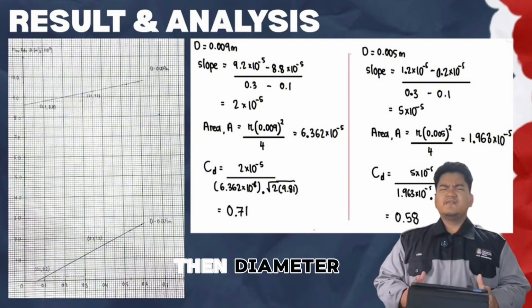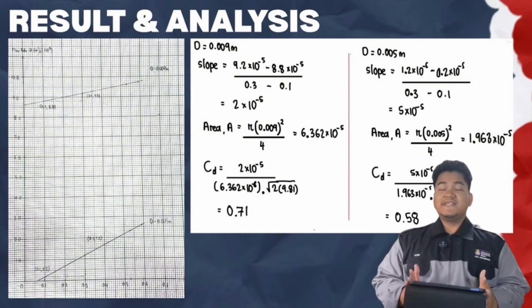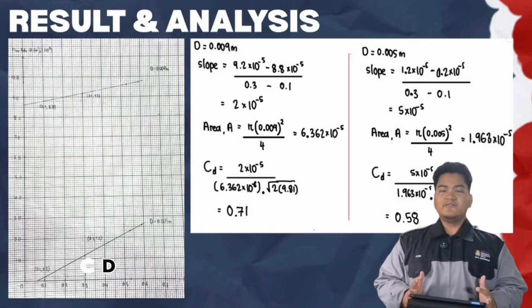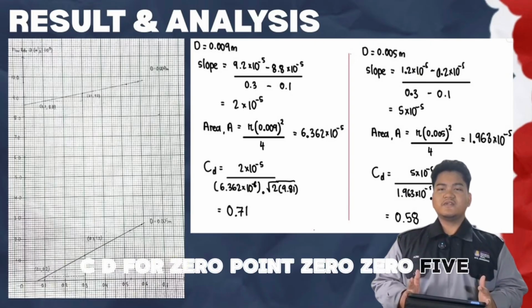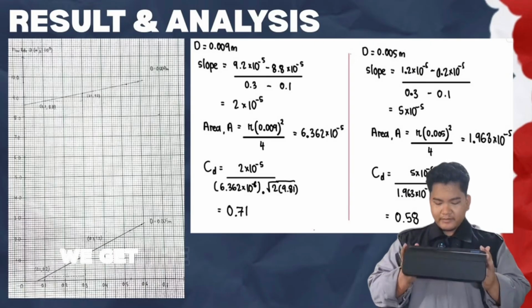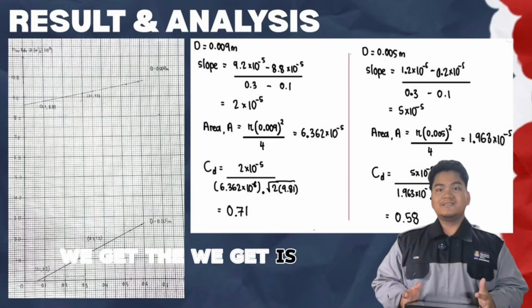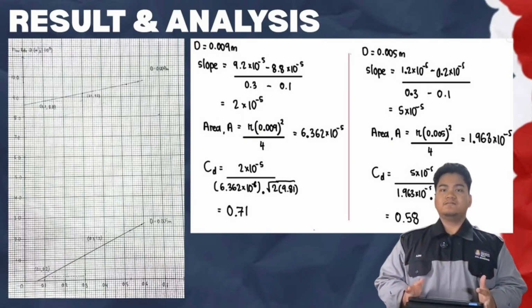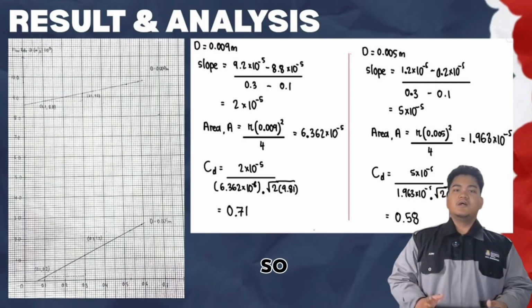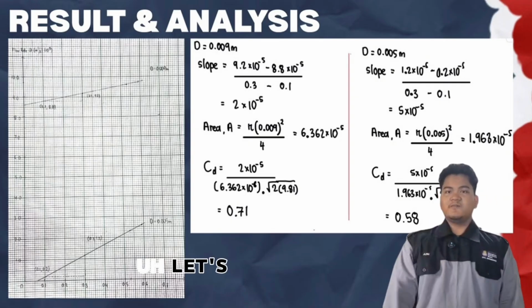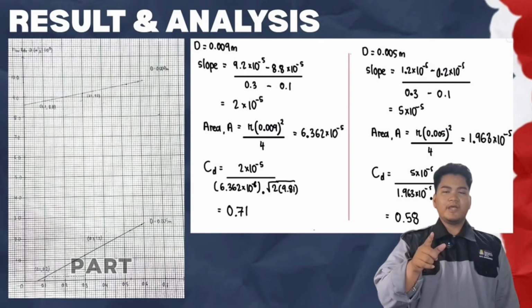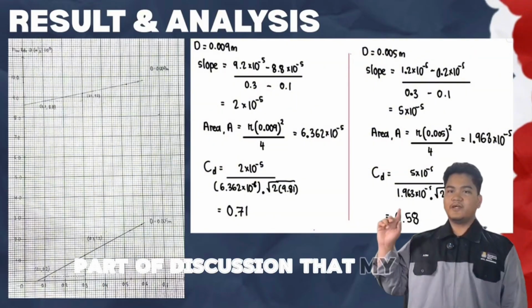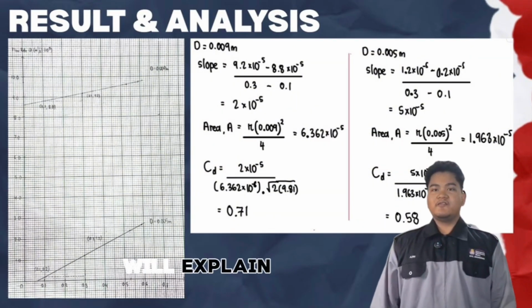Then CD for diameter 0.005, we get 0.58. So let's move on to the discussion that my friend will explain further.